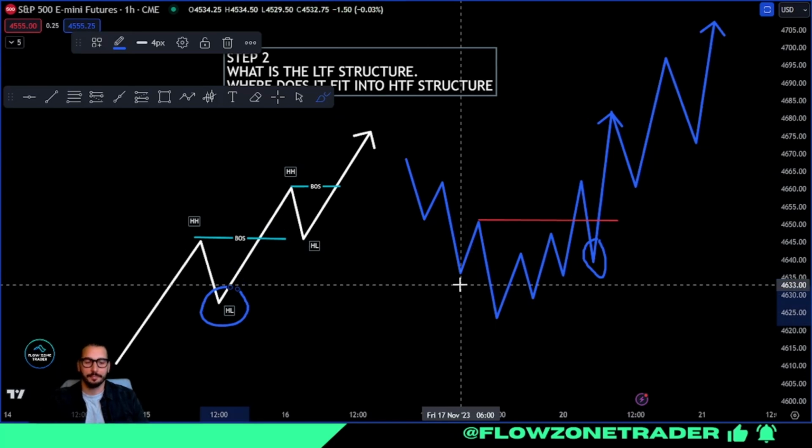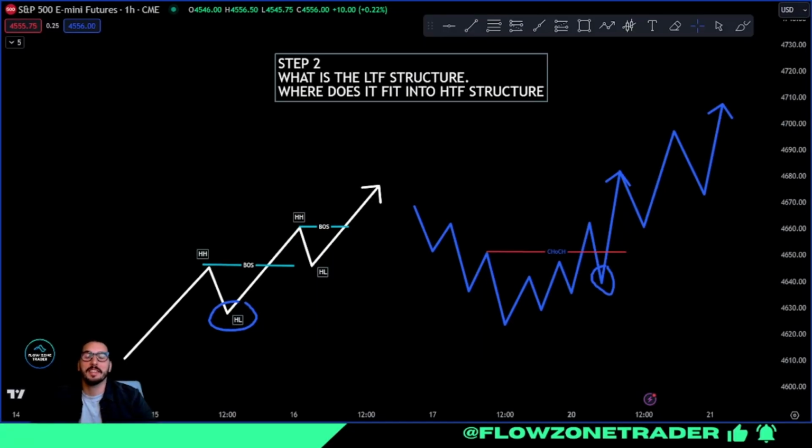So when we're thinking about these pullback legs to get that continuation trade, what's the biggest mistake traders make? It's not understanding the higher time frame structure.